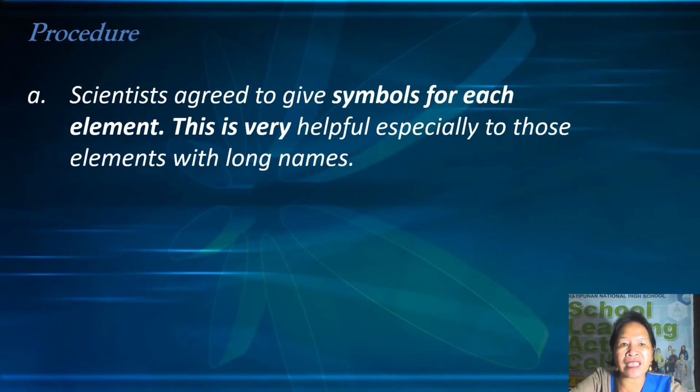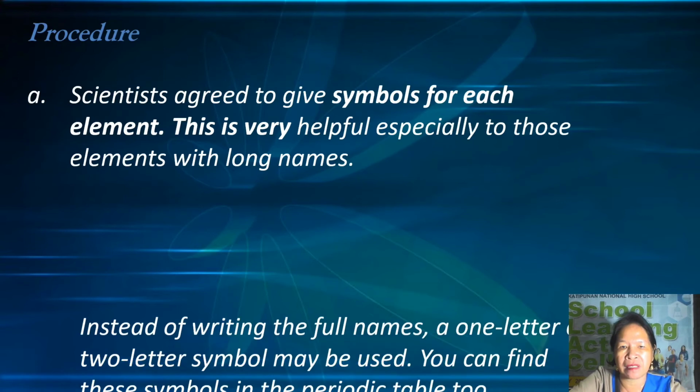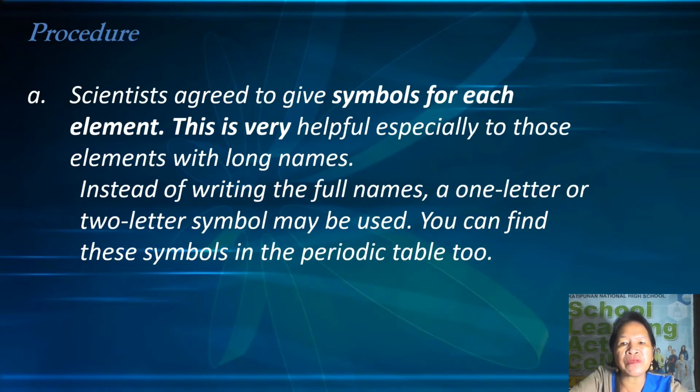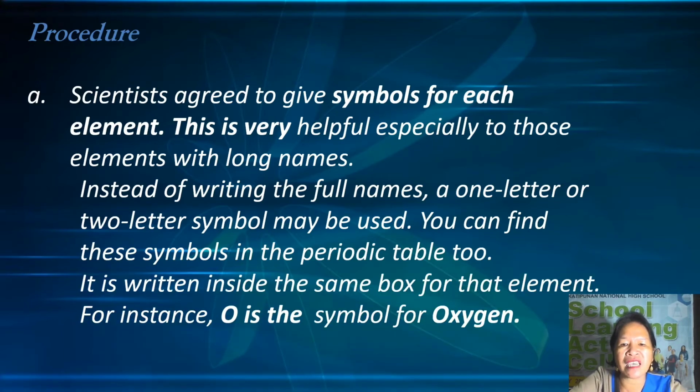Okay, take note, class, that scientists agreed to give symbols for each element. This is very helpful, especially for those elements with long names. In other words, scientists agreed to have a shortcut of the names of the elements by writing their symbols. So instead of writing the full names, a 1 letter or 2 letter symbol may be used. You can find these symbols in the periodic table too. It is written inside the same box for that element. For instance, O is the symbol for oxygen.